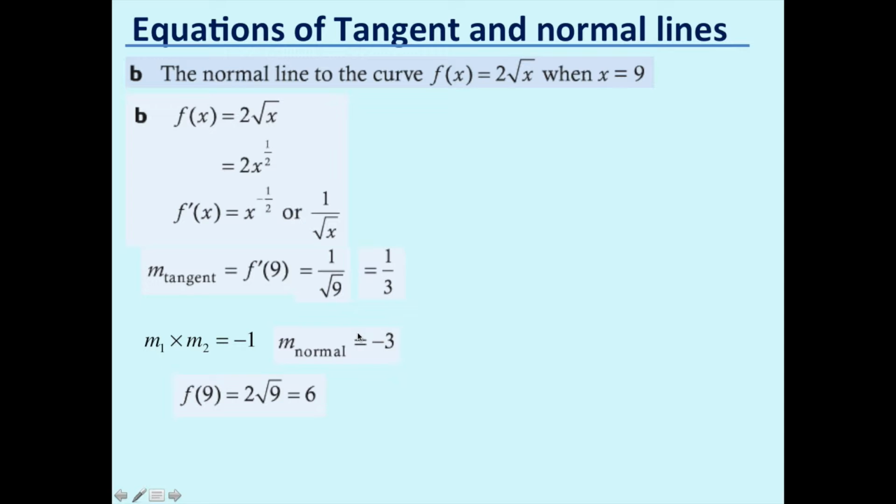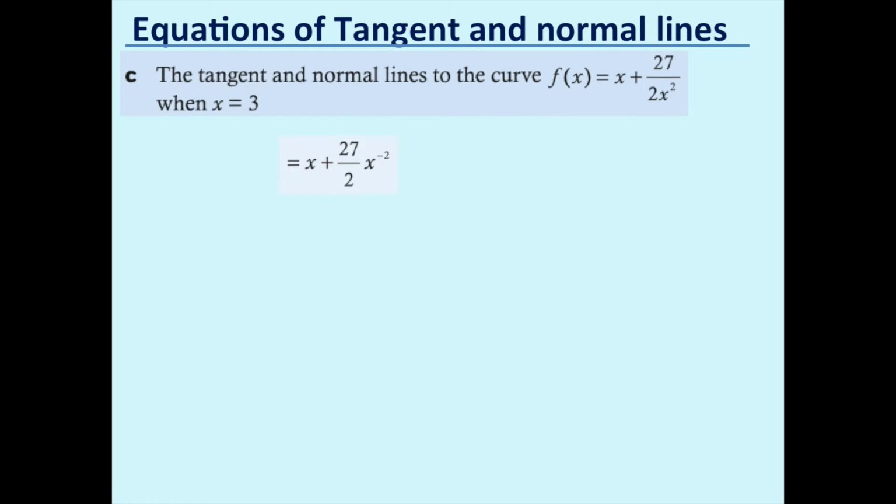Once we've got the gradient then, at the moment we've got the x-coordinate and the gradient. What we need to find is the y-coordinate. So to do that, substitute 9, which is our x-coordinate, into our original function, f(x). We're going to get 2√9 = 6. So now, again, we're in a position where we've got y1, we've got x1, and we've got the gradient. So that's going to give us our equation. Again, if we wanted to, we could expand that further.